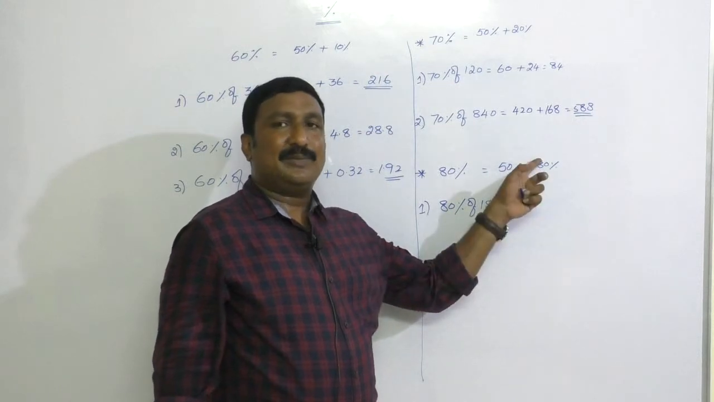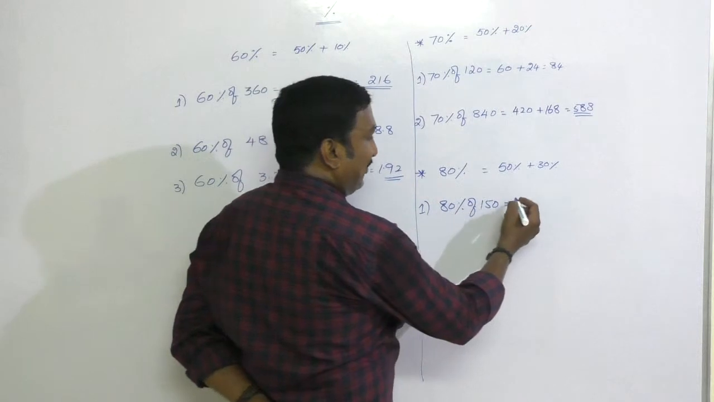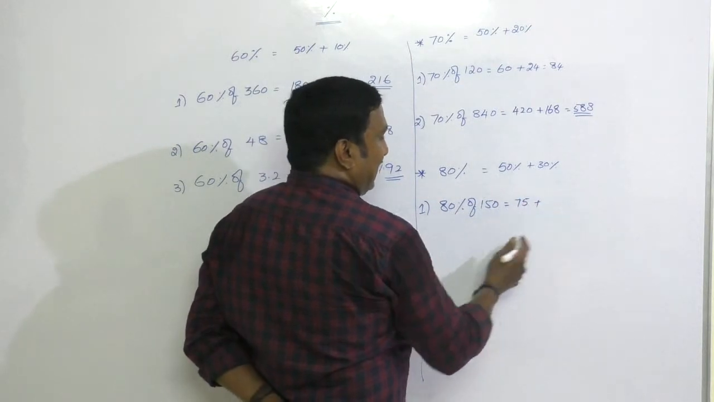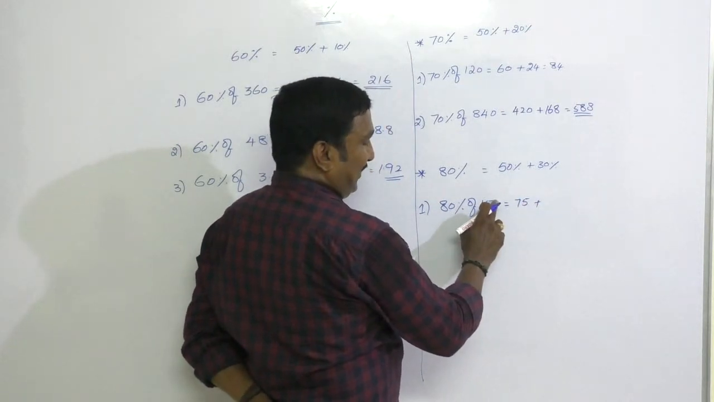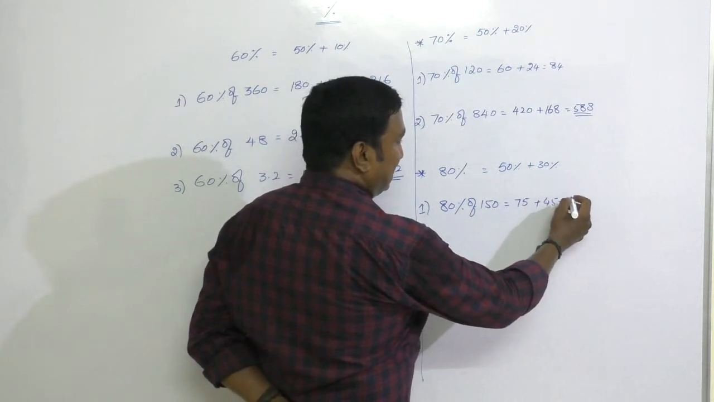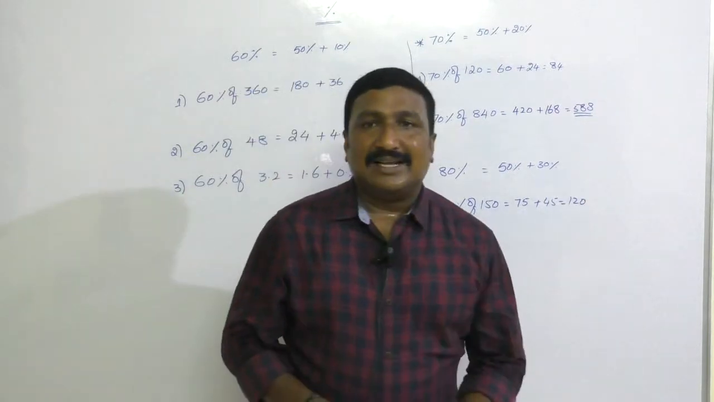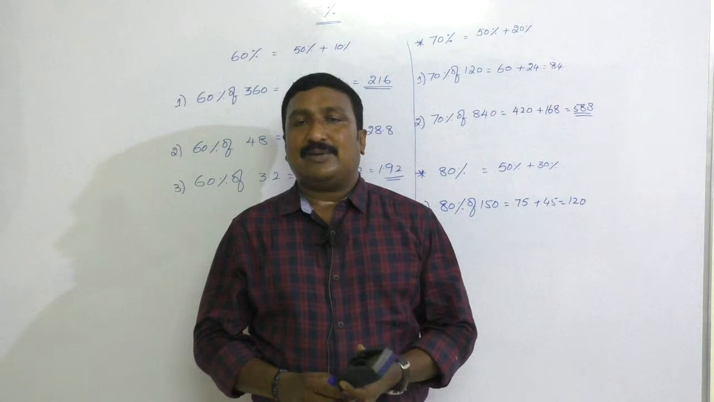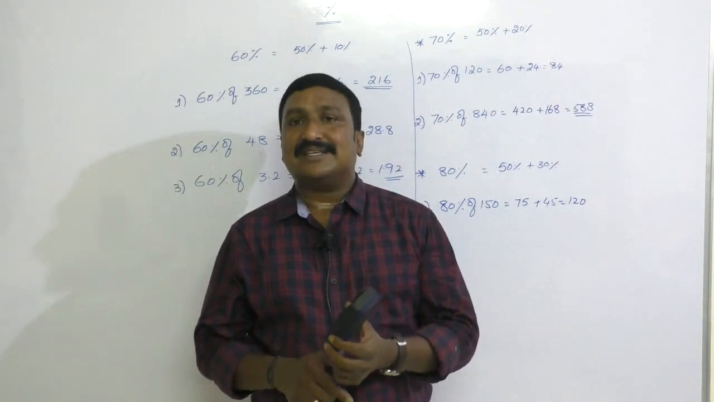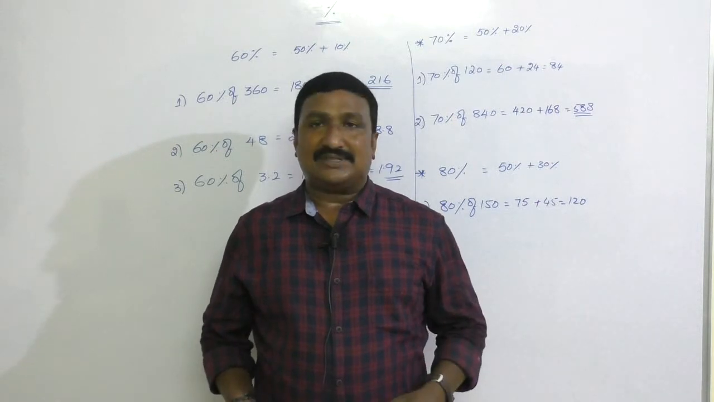Second method, 50% plus 30%. What is the 50%? 50% of 150 is equal to 75, and 10% is equal to 15. So 3 times of 15 is equal to how much will come? 45, so 75 plus 45 is equal to how much will come? 120. Okay, now friends, like that we can calculate 20%, 30%, 40%, 50%, 60%, 70%. But how to calculate the 90%, right?